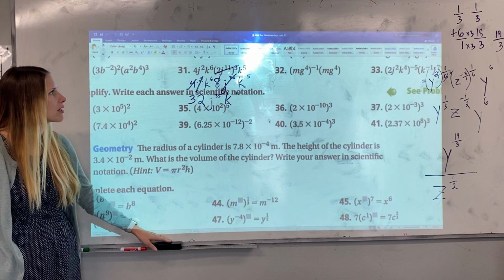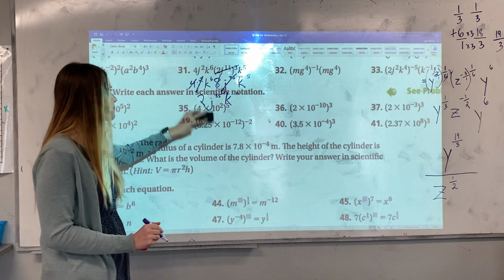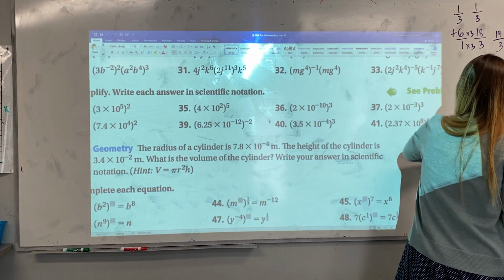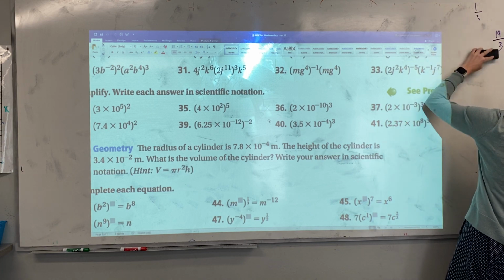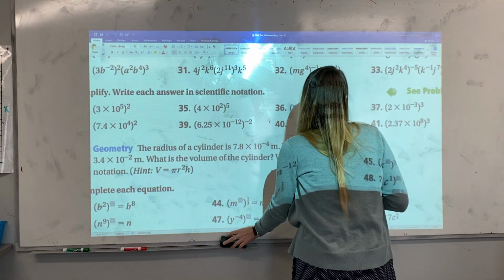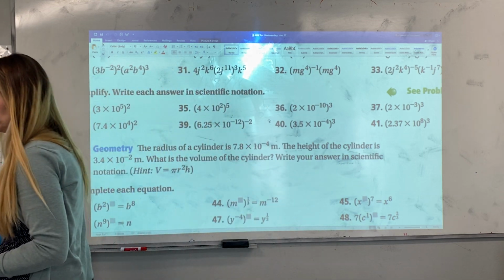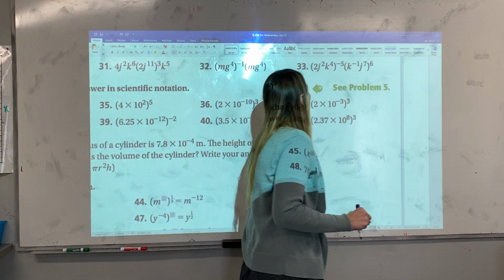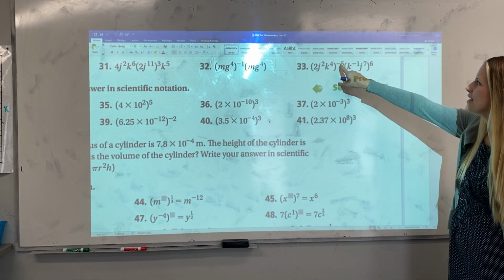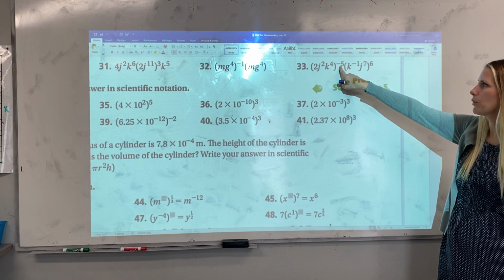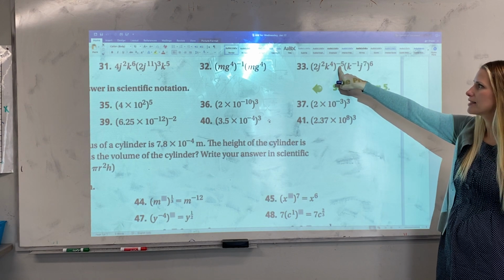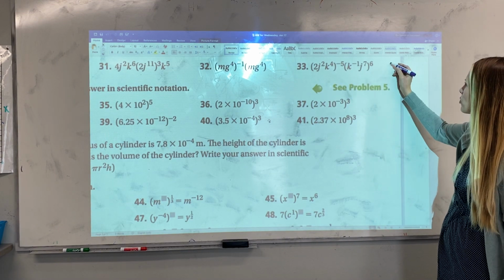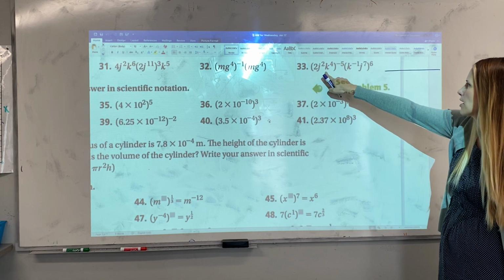Okay, number 33. All right, are we on 33? Negative exponent. Should we just go ahead and send all of this to the denominator now? Yes, that'd make it easier. This can stay in the numerator, but we'll send all of this to the denominator.